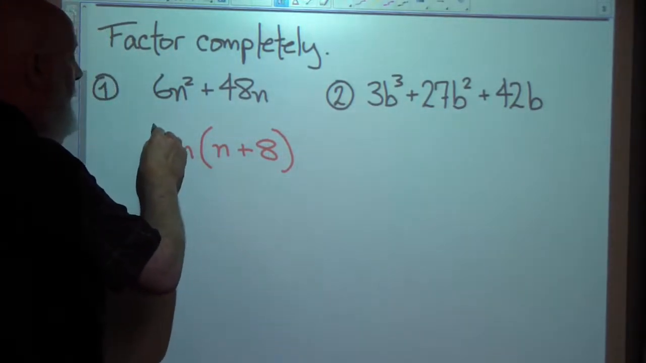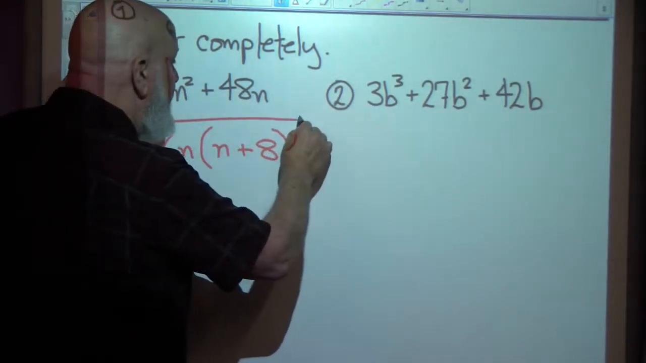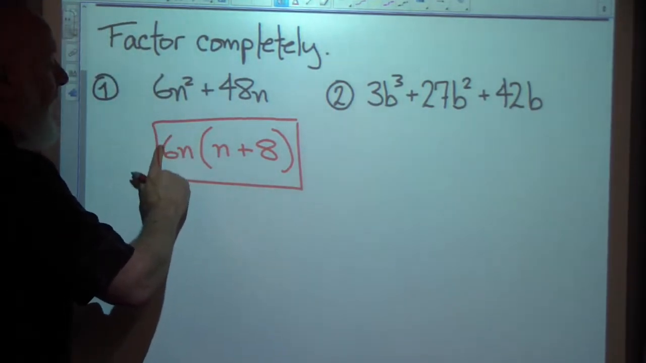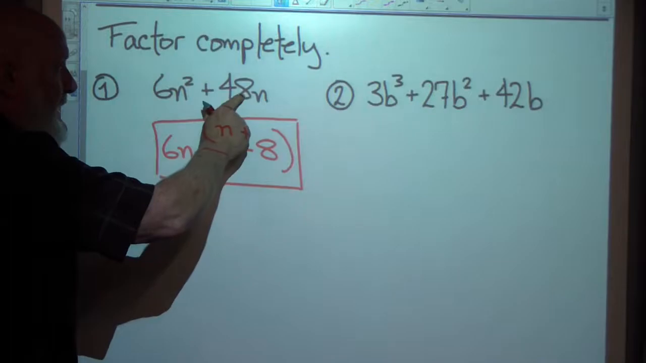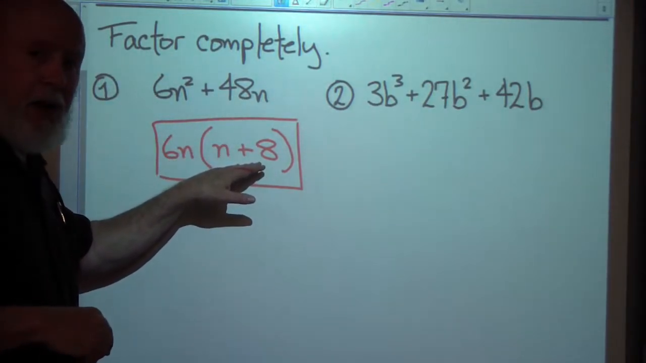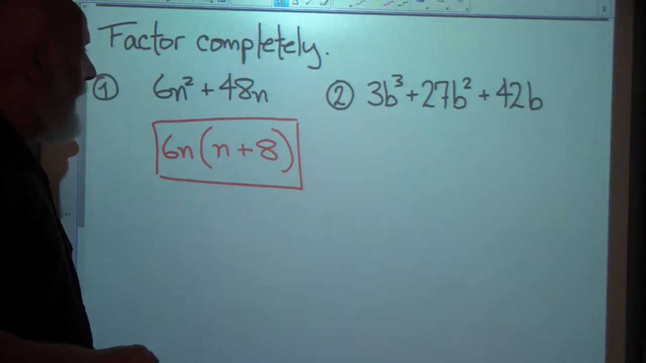There we go. What I always want to do is check to see if I have a common factor. In this case, I had a 6n in both of those terms, so I factored it out, and then check to see if you can factor what's left. That's the name of the game today.